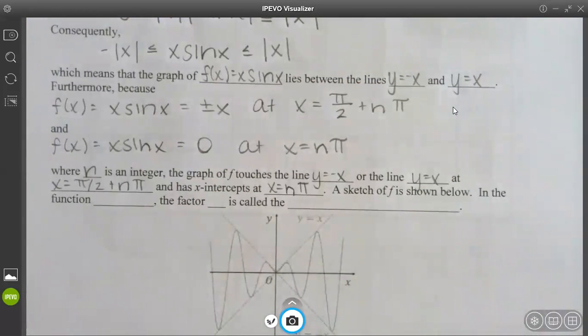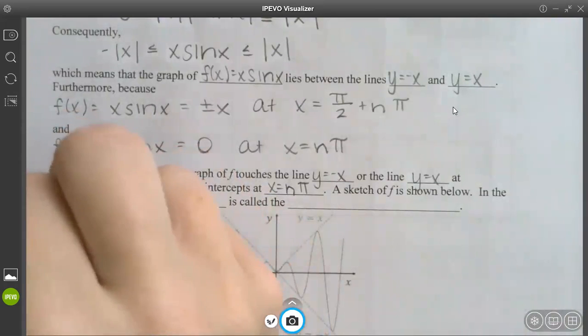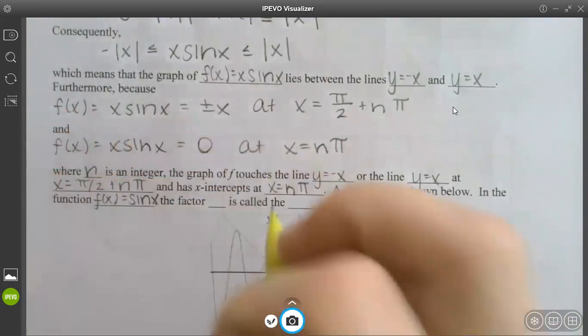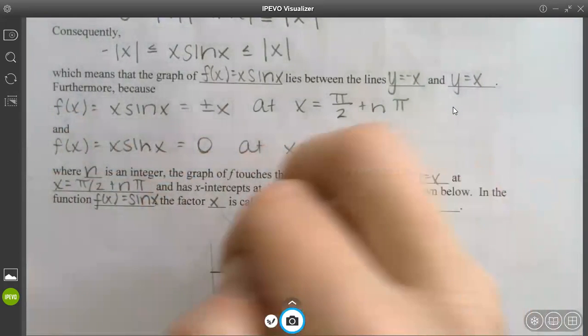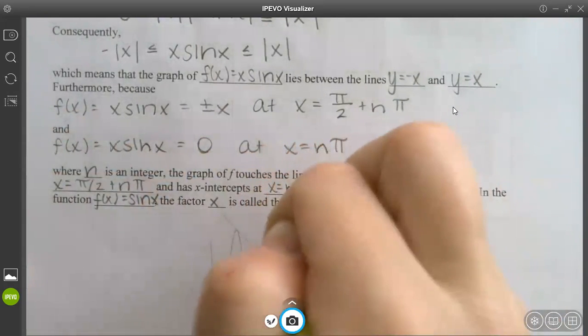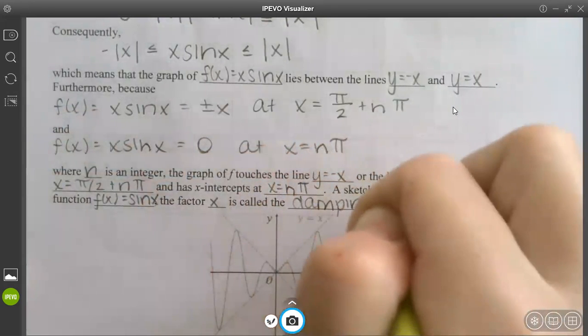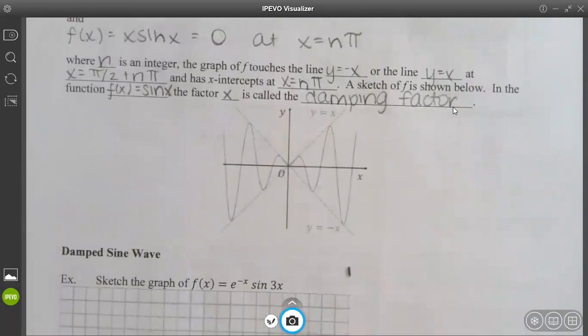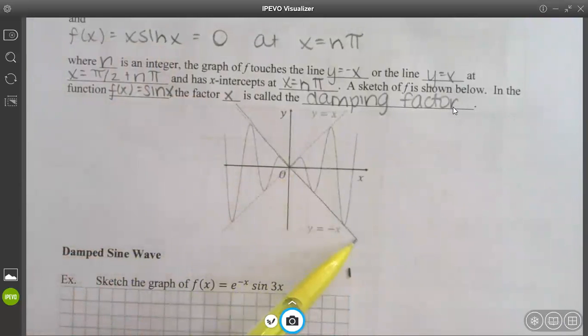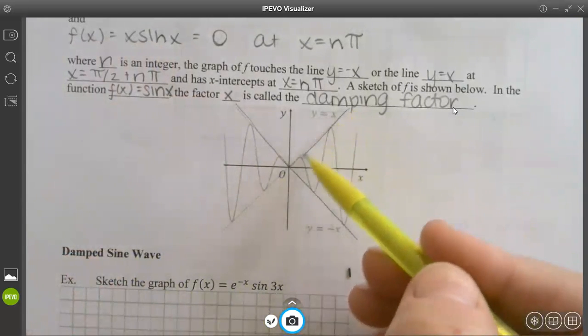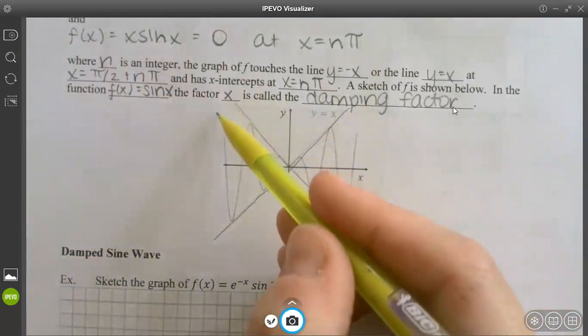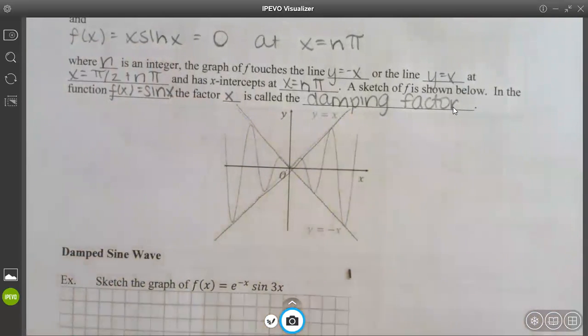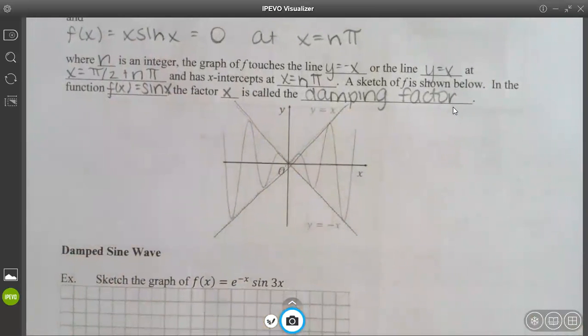A sketch of f is shown below, and in the function f of x equals x sine x, the factor of x is called the damping factor. So now this sine curve, instead of fluctuating between 1 and negative 1, when we multiply it by x, it fluctuates between negative x, so y equals negative x, and y equals x. And again, it dampens it as it gets towards 0. Okay, that's all it's saying.